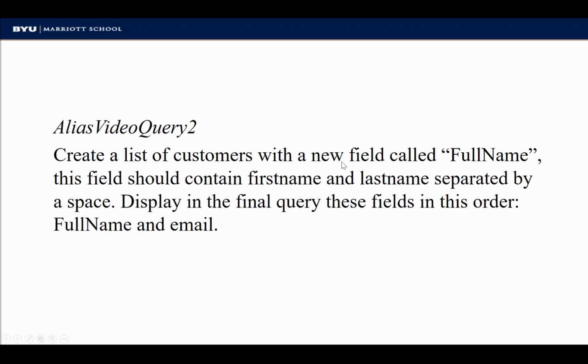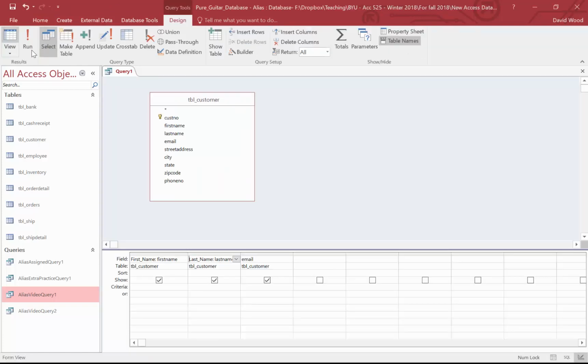Create a list of customers with a new field called full name. This field should contain first name and last name separated by a space. Display in the final query these fields in this order: full name and email. So we go back to this query. Now, instead of having first name and last name in two separate fields, we want them just in one.